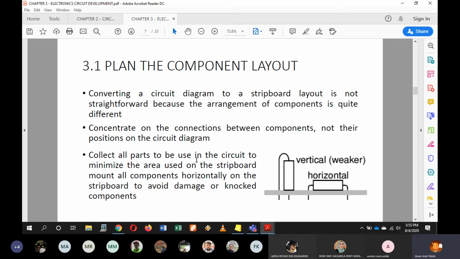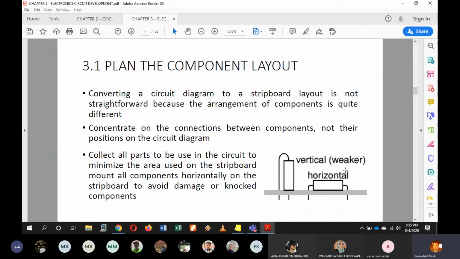Collect all parts to be used in the circuit to minimize the area used on the strip board. On the strip board, mount all components horizontally on the strip board to avoid damage or knocking components. Okay, so we have two types of placement of components. We have vertical and horizontal. So here also it tells you to use horizontally.